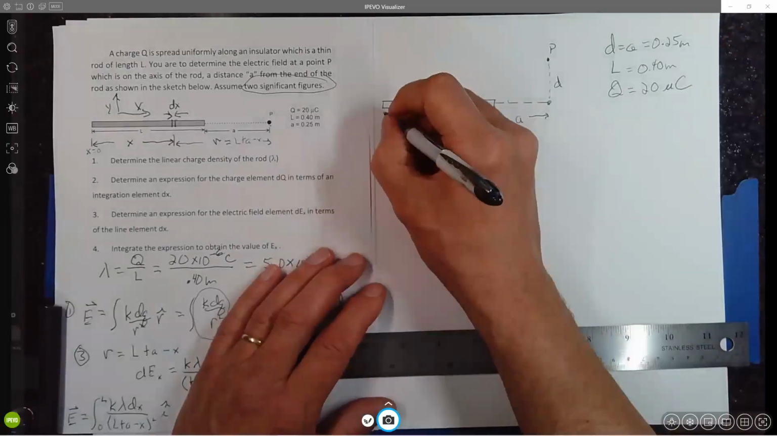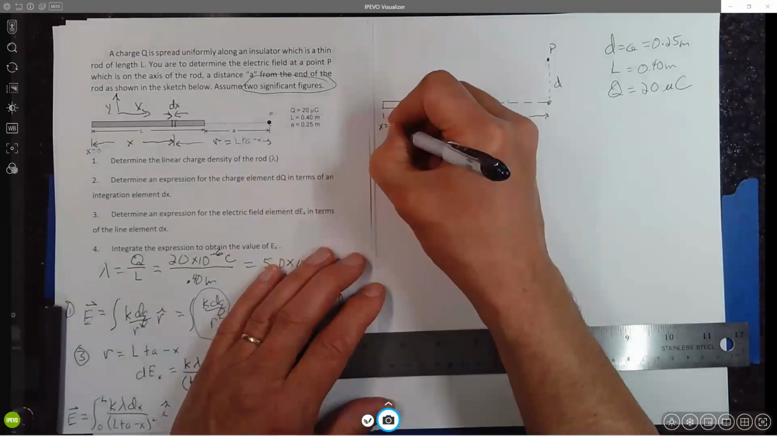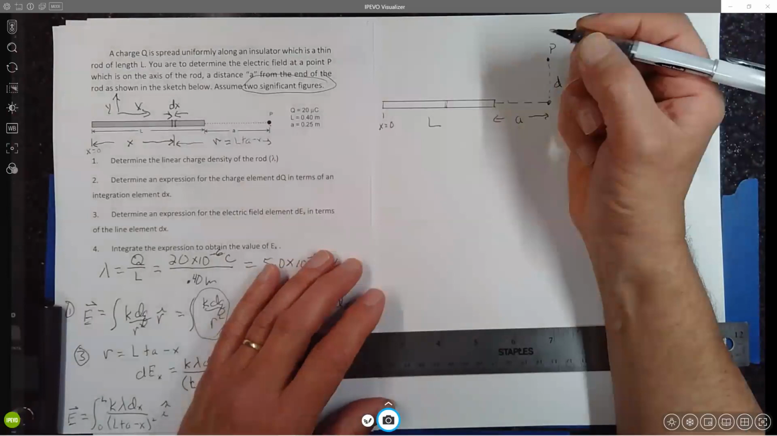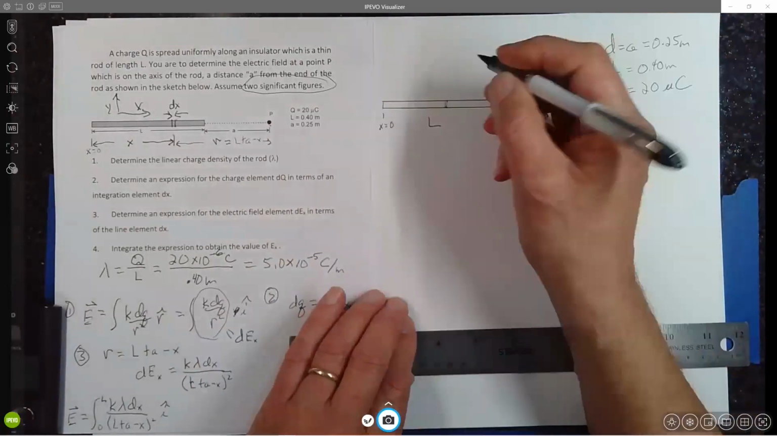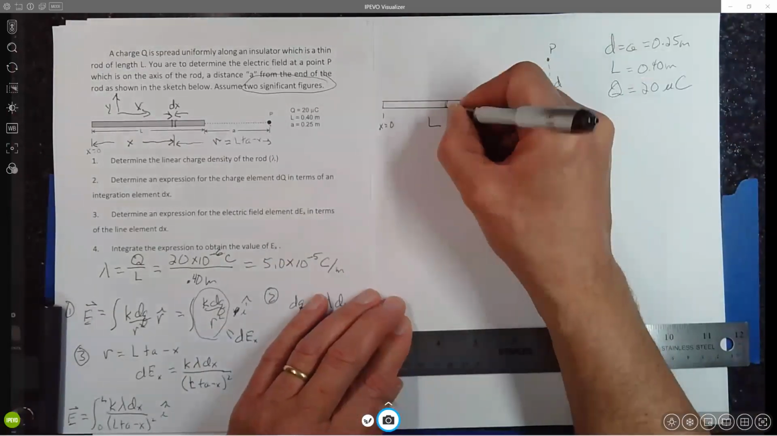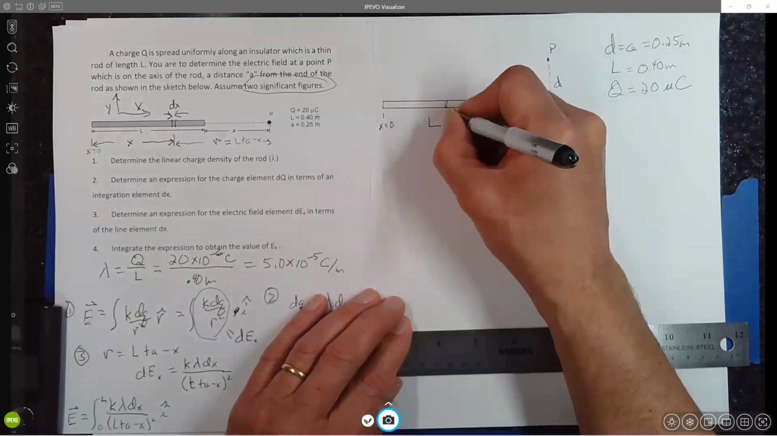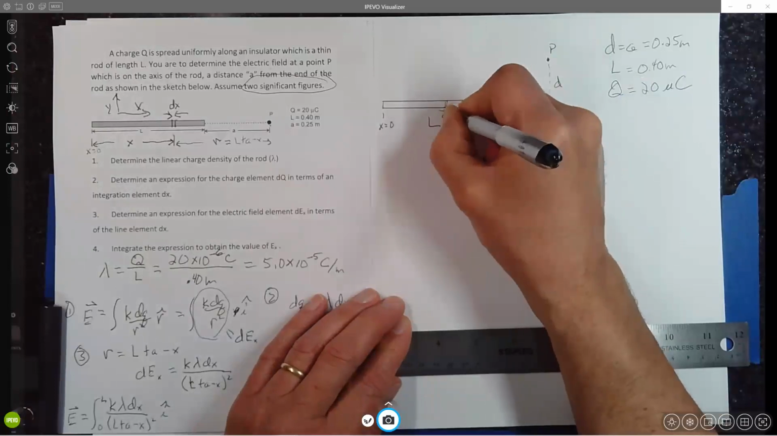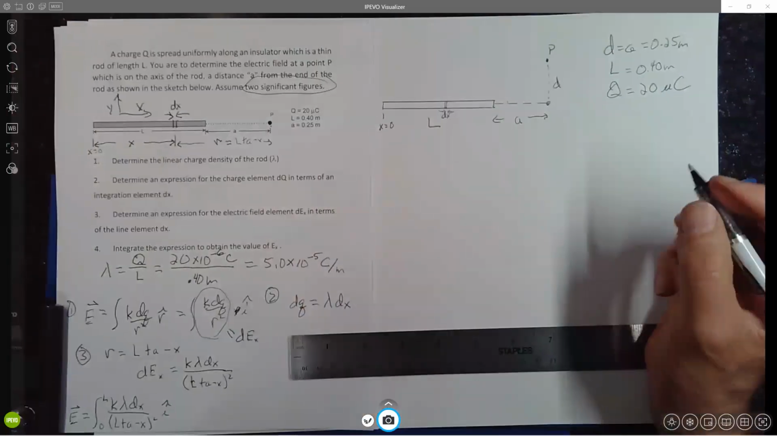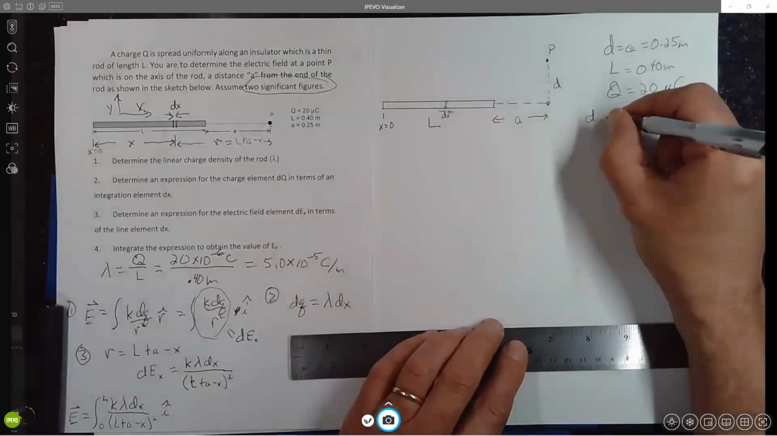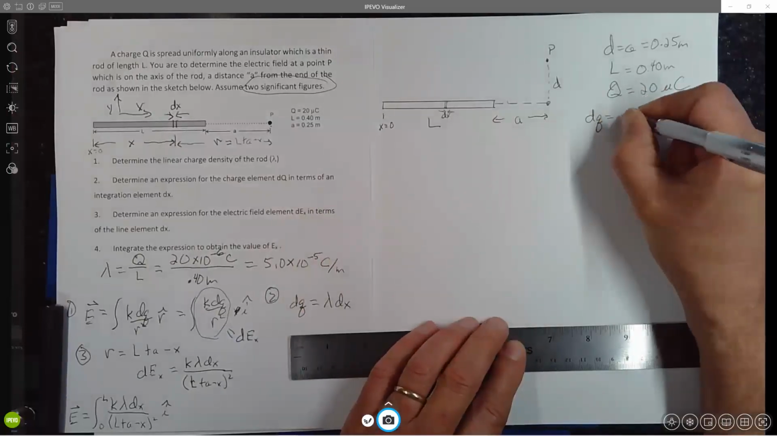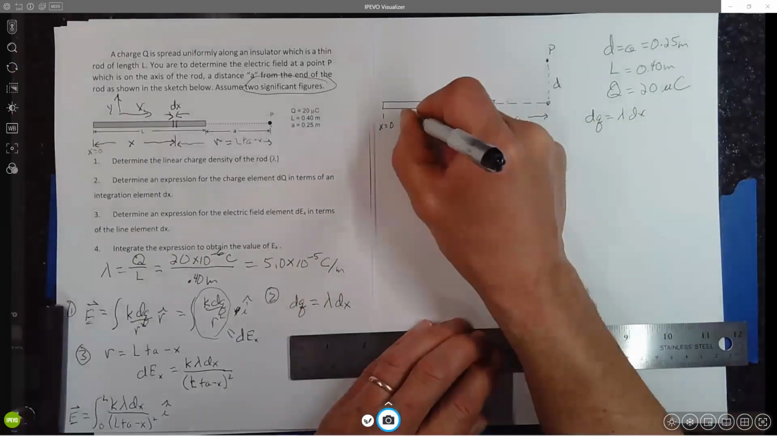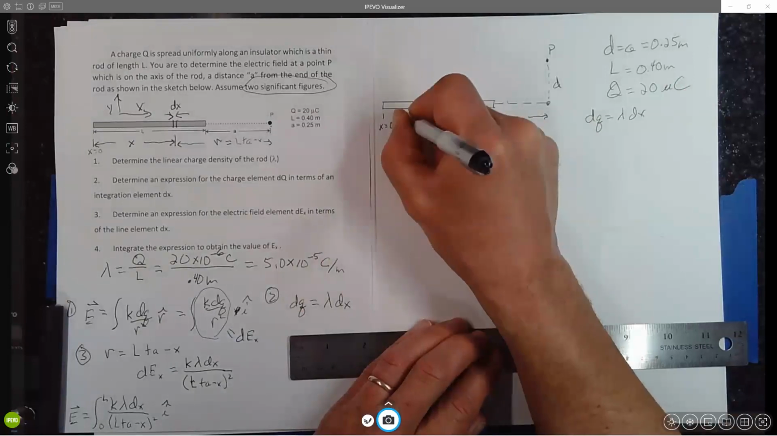So I'll let x equal 0 right here. I'll pick some little charge element here that will be, let's see, dx wide. The charge on that thing is going to be lambda dx. So my little dq will equal lambda dx, and the distance from that to the origin is going to be x.